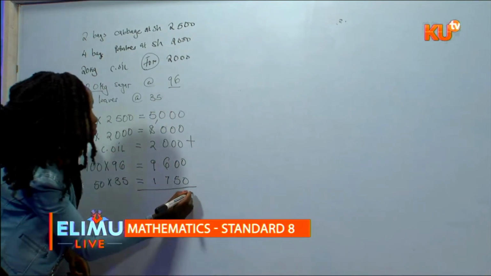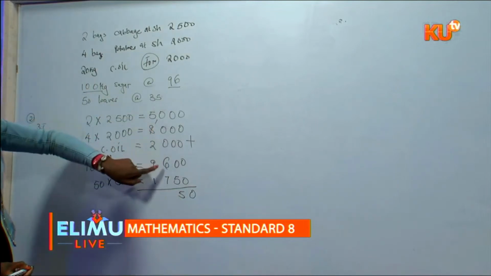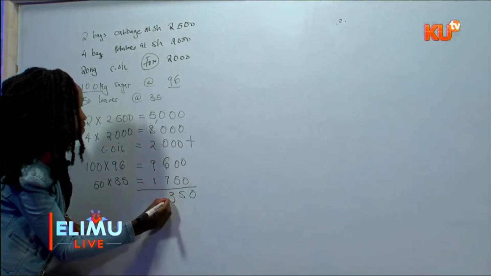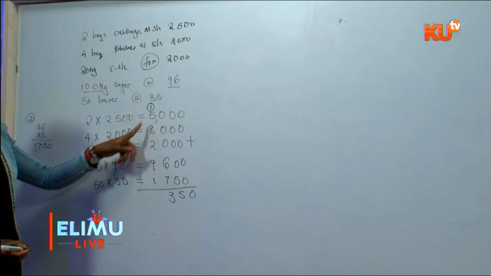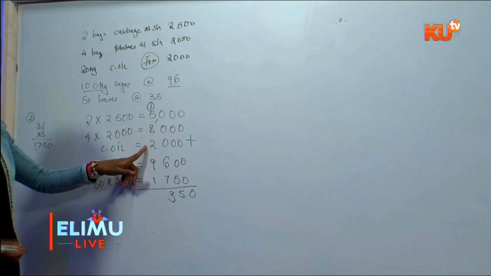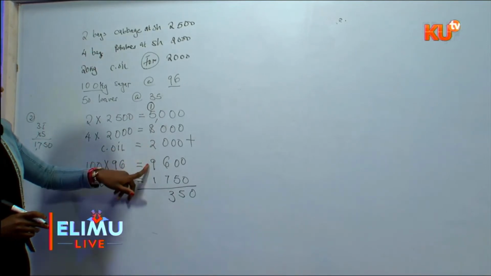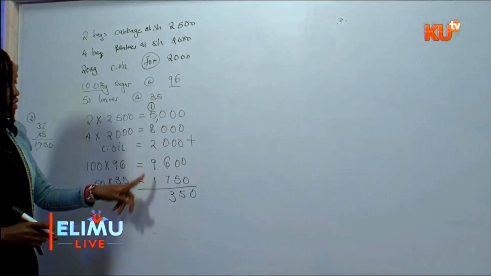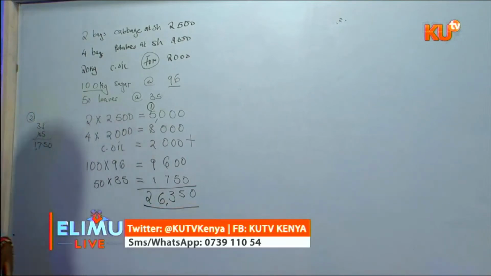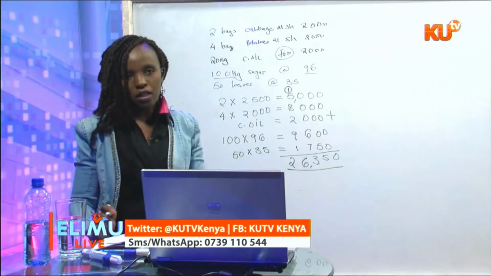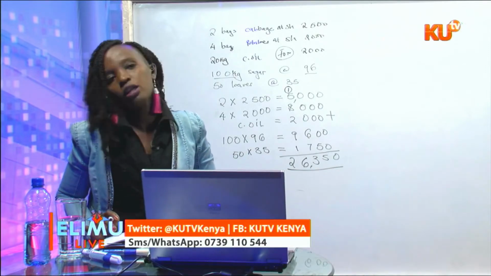Then from there we get the total. So we add here, we get a 0. This line we get 5. Then you have 6 plus 7, 13. I write 3, I carry 1. 1 plus 5 is 6. 6 plus 8 is 14. 14 plus 2 is 16. 16 plus 9, we get 25. 25 plus 1, 26. We get 26,350. And then we are told that this particular person was given a 10% discount for all his purchases.